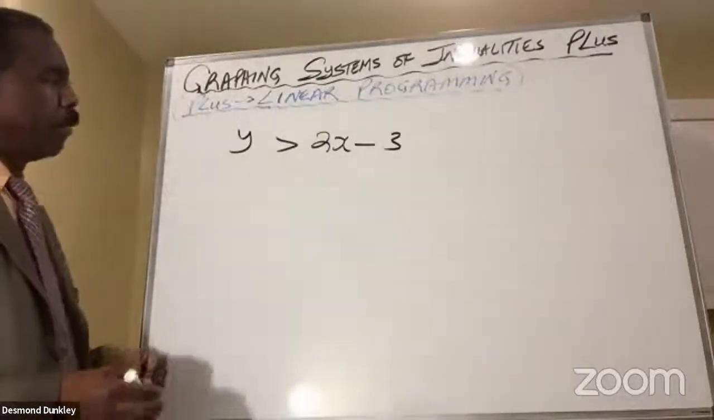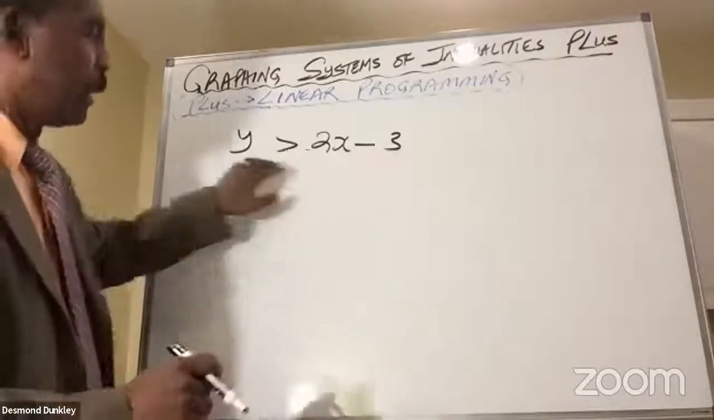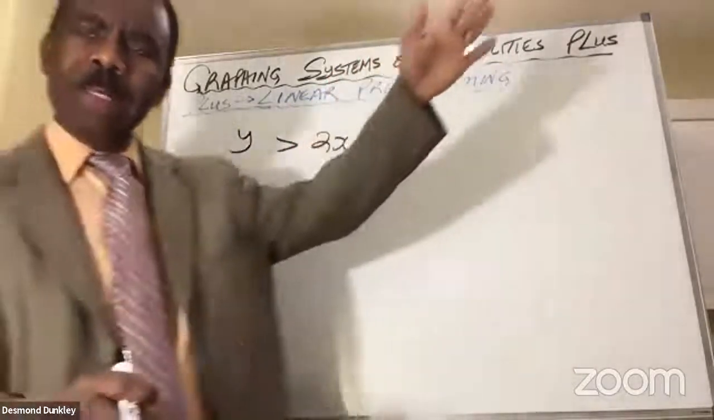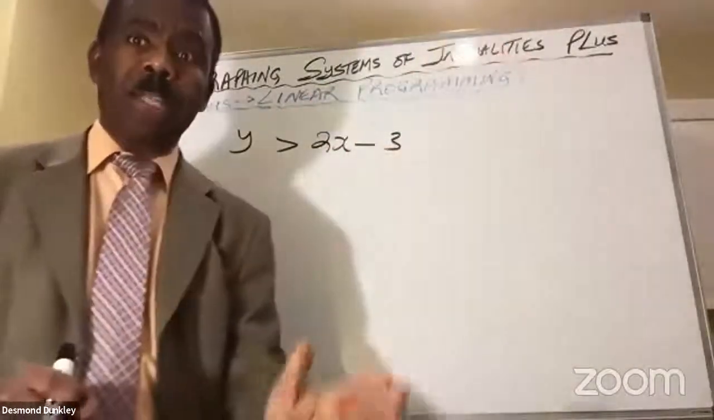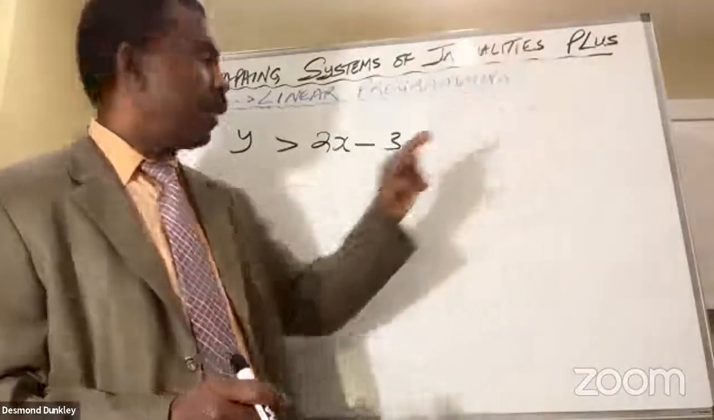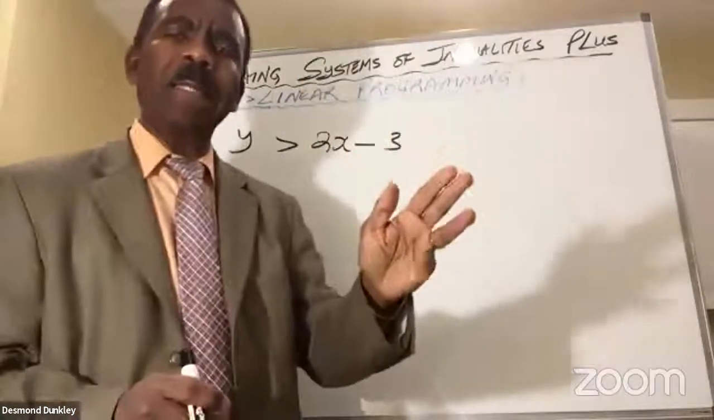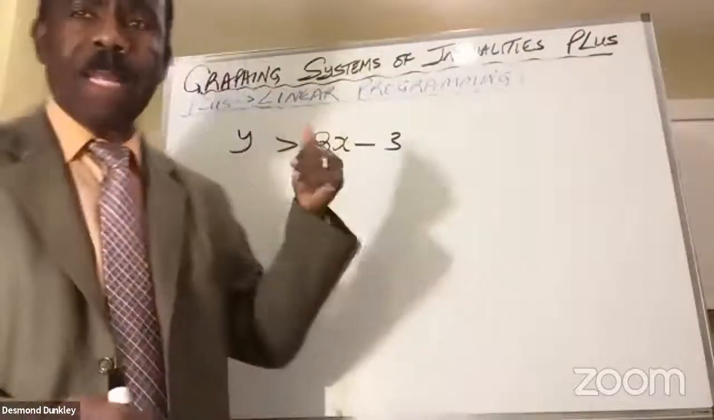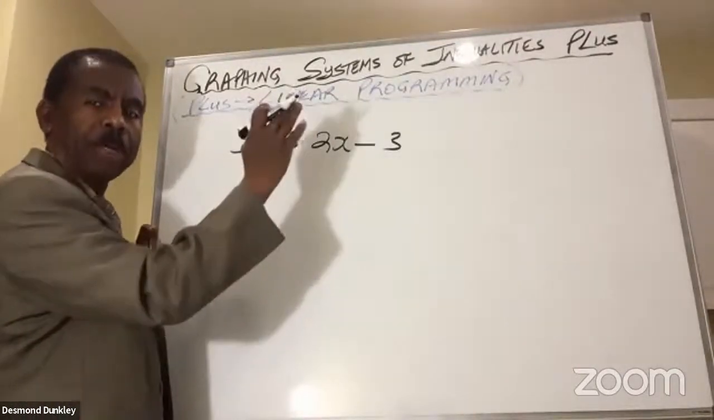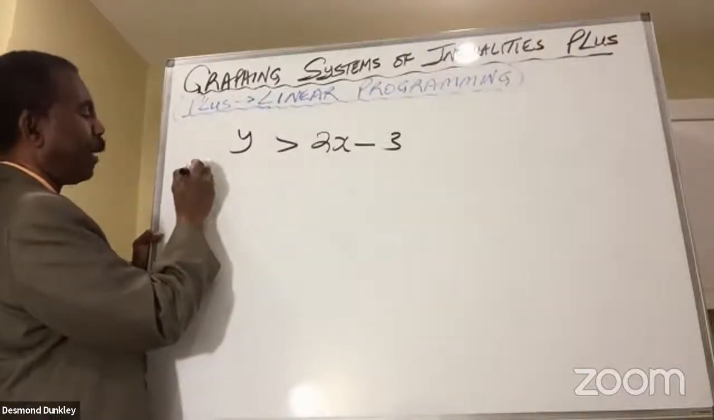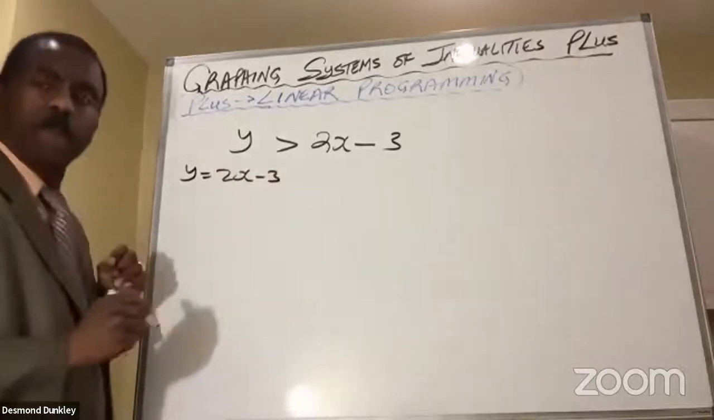Well, what we recommended was that you look for the border, because this is going to be an area. There's going to be a line separating the section that fits from the section that does not fit. So there'll be an area that satisfies this condition, and on the other side of the line is an area that does not satisfy this condition. So the way we approach this is to find the border. And the border is obtained by graphing the line y equal to 2x minus 3.